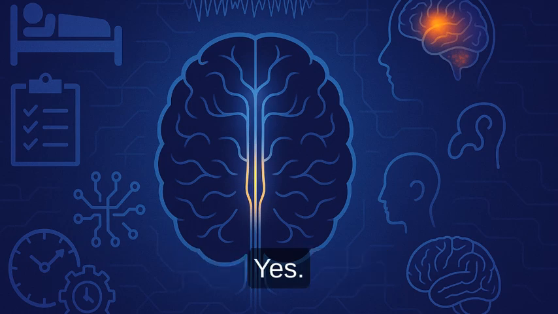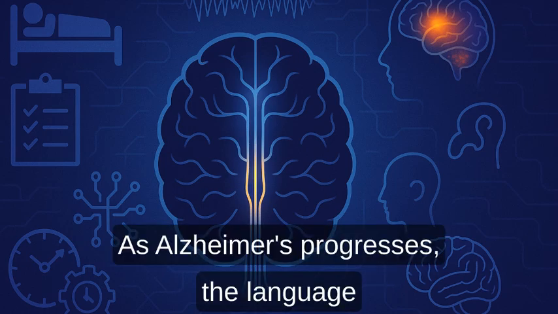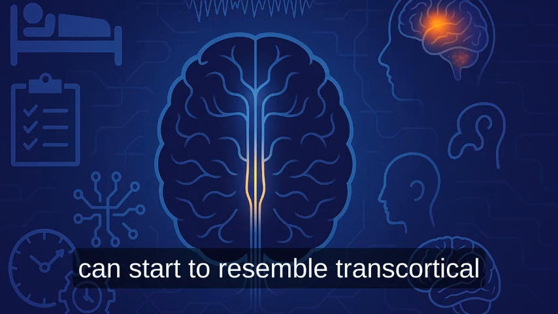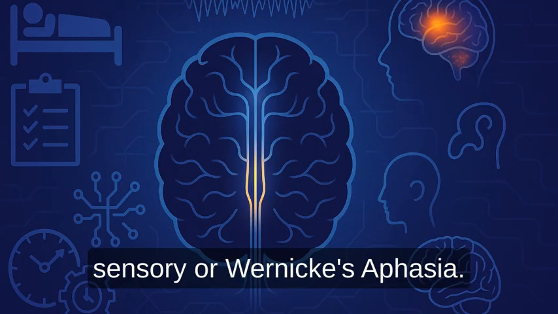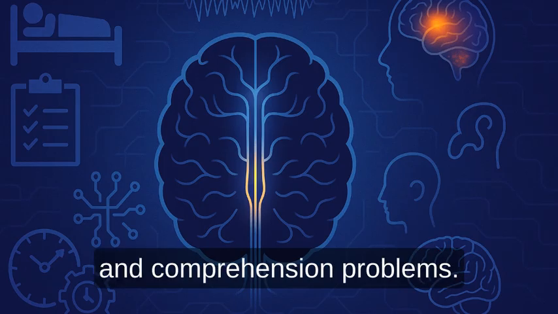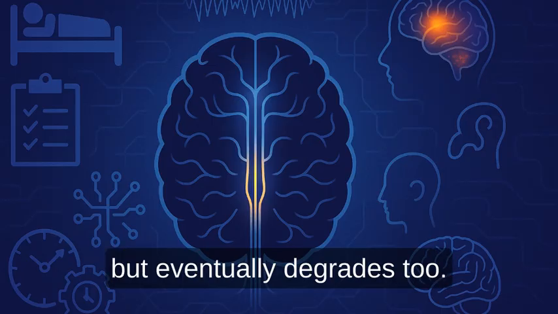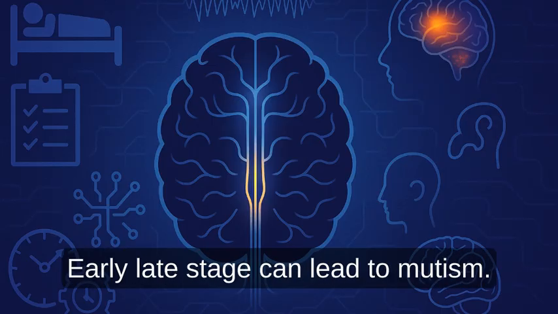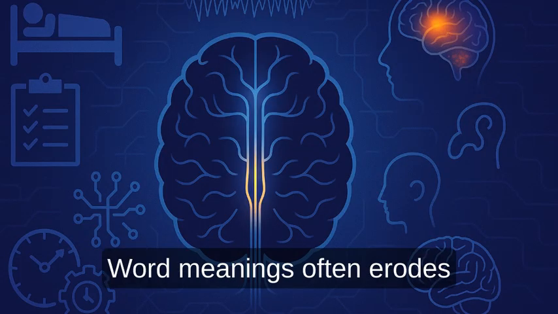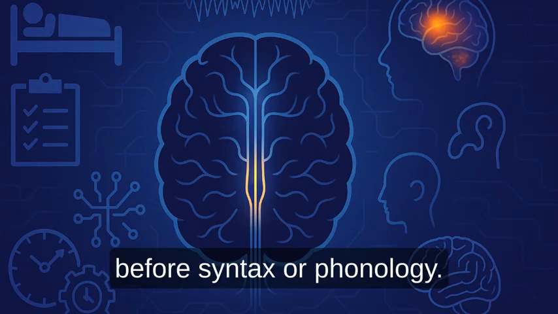Does it progress? Yes. As Alzheimer's progresses, the language can start to resemble transcortical sensory or Wernicke's aphasia, with more errors and comprehension problems. Grammar holds up longer, but eventually degrades too. Reading and writing often decline early. Late stage can lead to mutism. Semantic knowledge, word meanings, often erodes before syntax or phonology.